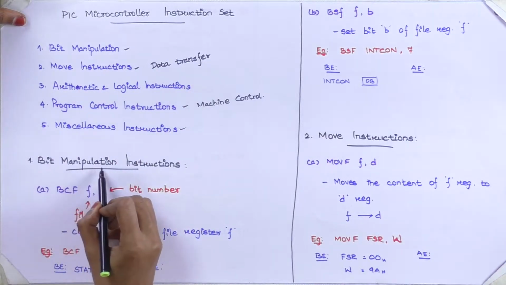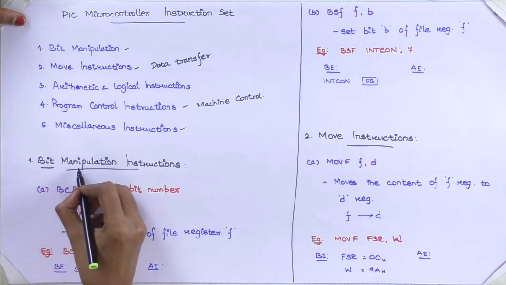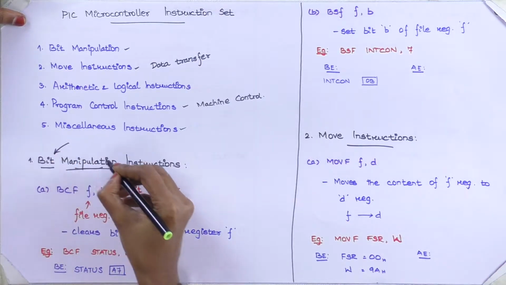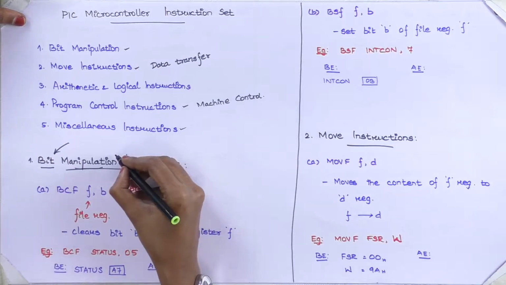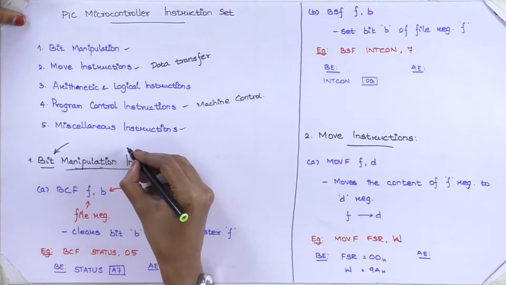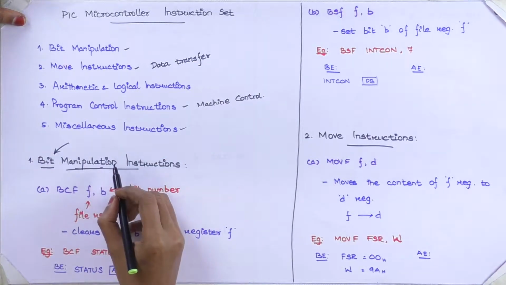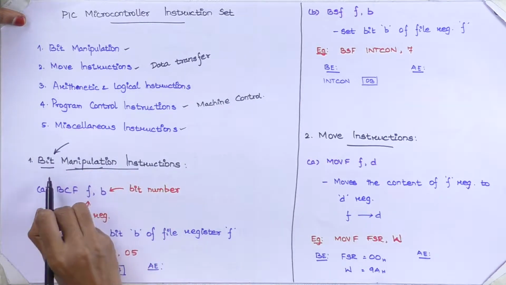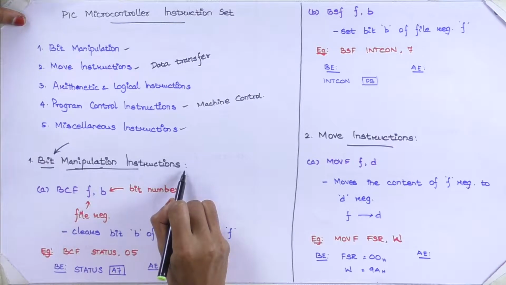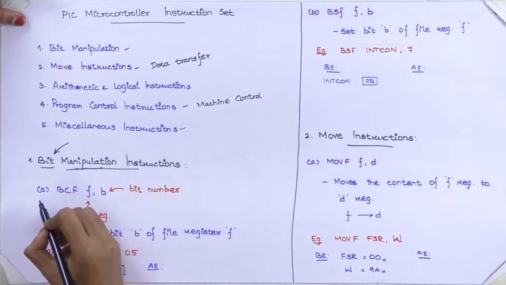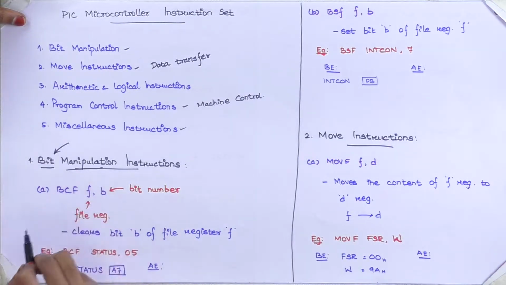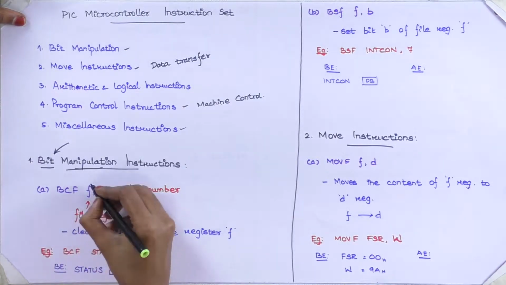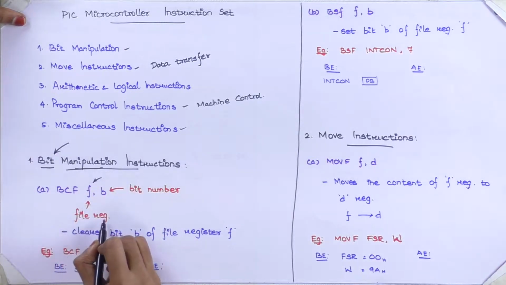So from the name itself you can know that bit manipulation, in the sense you are going to manipulate a bit. Okay. So manipulate in the sense operating on, changing, so that is called manipulation. So you are going to manipulate a bit of a particular register. That kind of instructions are called bit manipulation instructions. So the first instruction in bit manipulation is BCF F, B. Okay. So here the F represents a file register.